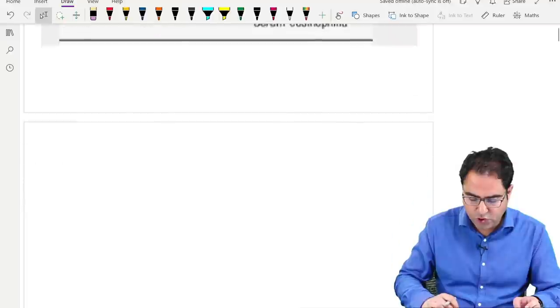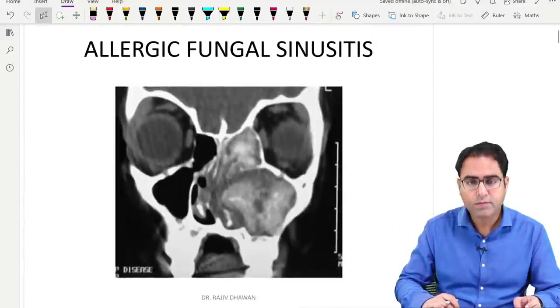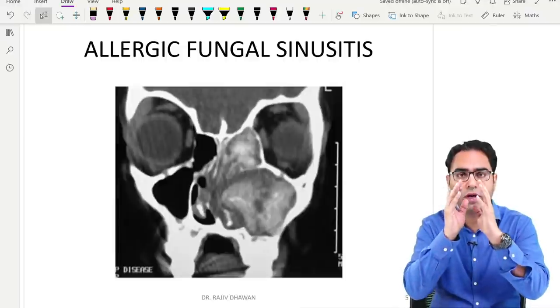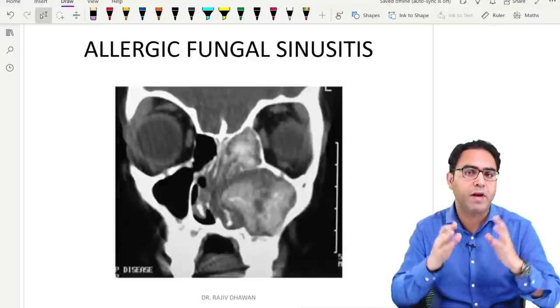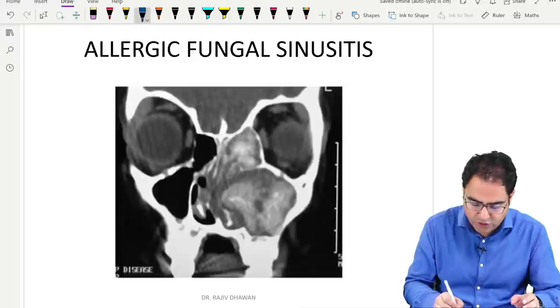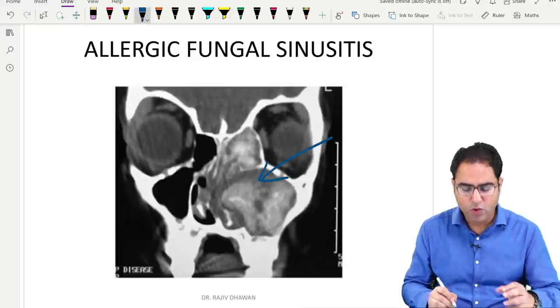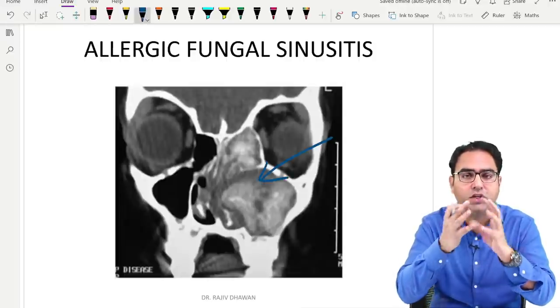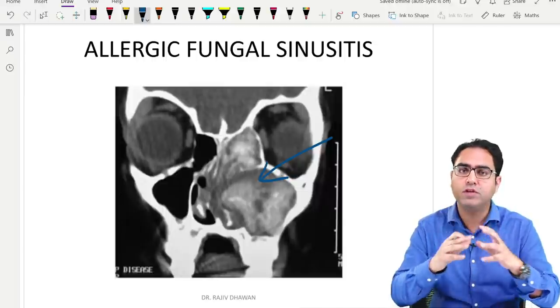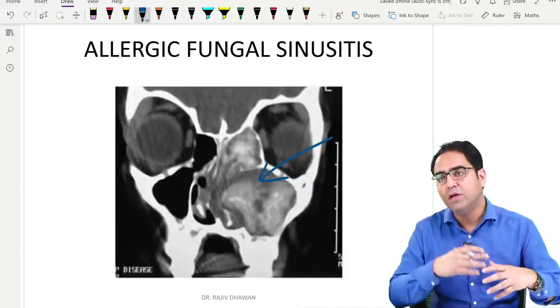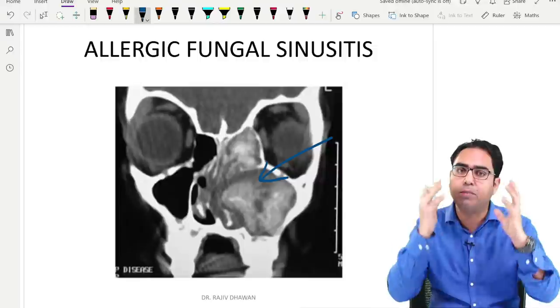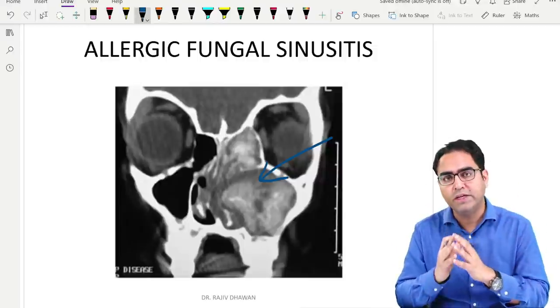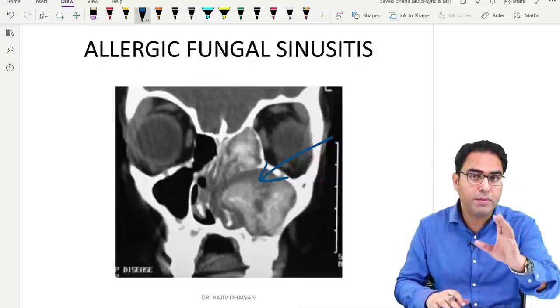Now this is a visual question of your exam also, so look at this question. It's a CT scan of the paranasal sinuses, and you are seeing this shadow over here. This shadow is actually a double density shadow. It is nasal polyposis, but the polypi are full of the fungus, so they give rise to heterogeneous or double density shadows on the CT scan. So this is one of the major criteria.